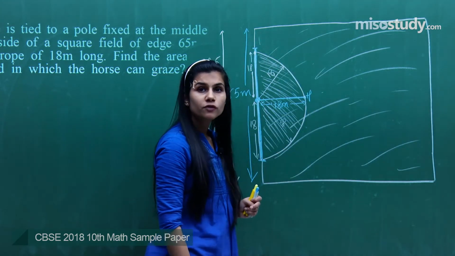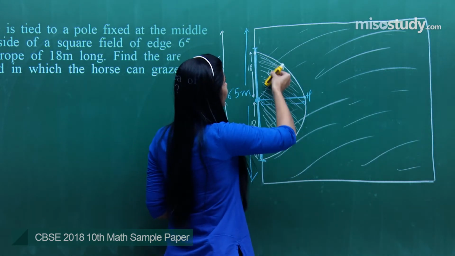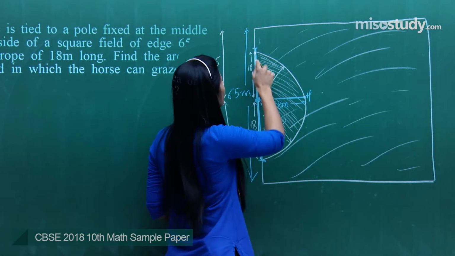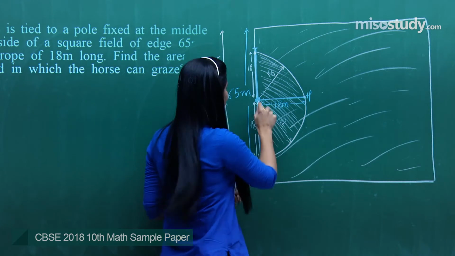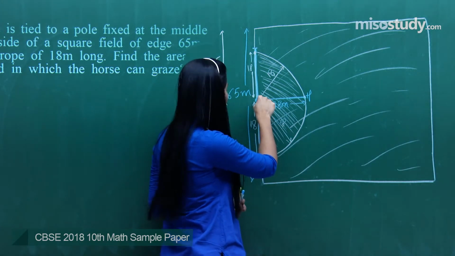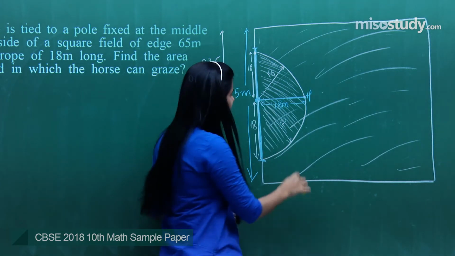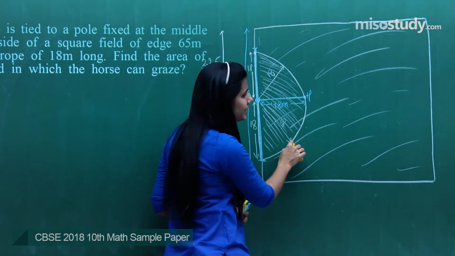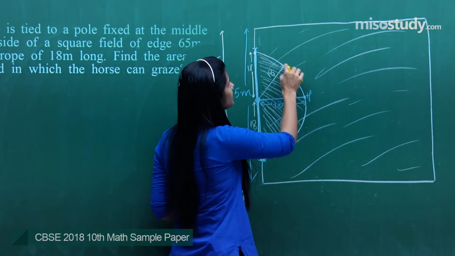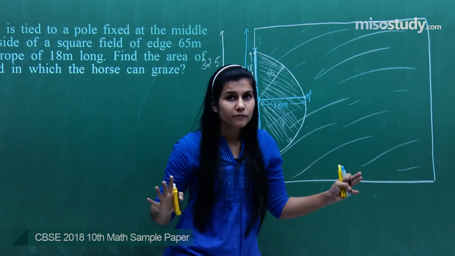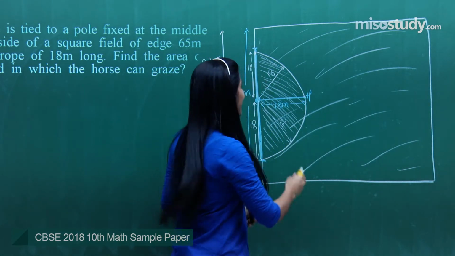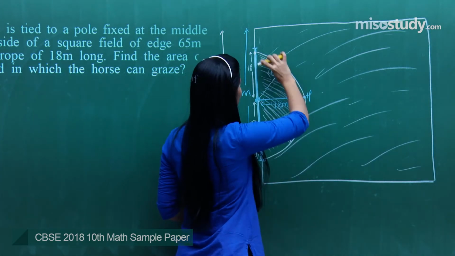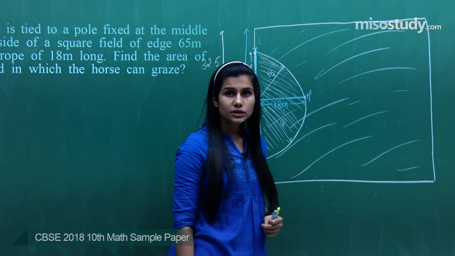It cannot move beyond this. The maximum it can go is here, which is from the point where it is tied to the pole, 18 meters above that, and from the point where it is tied to the pole, 18 meters below that. Even here also, from the point where it is tied to the pole, 18 meters ahead of that, that is the maximum which it can go. And if it comes back a little, loosens up the rope a little, it can cover this entire area also.